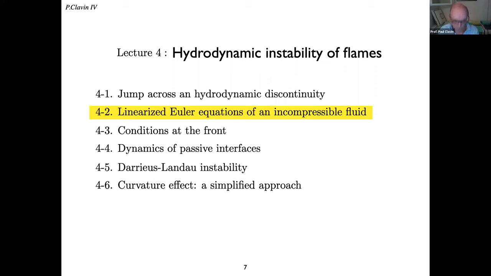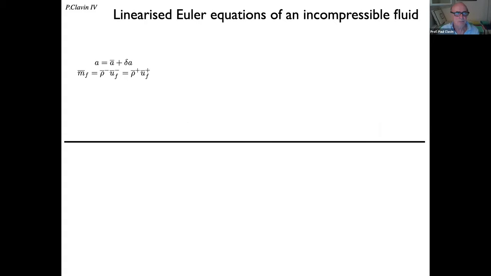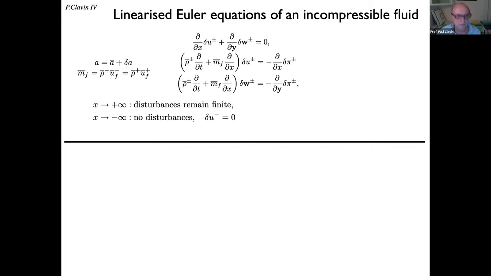Let me go now back to the linearized form of the Euler equation of an incompressible fluid. Linearized means that any quantity A is a sum of an unperturbed quantity, A bar, plus a delta A. And I will use the unperturbed quantity of the mass flux, which is written here. So now, here are the linear equations. The first one is the linear equation of the divergence of the velocity being zero. This expresses the continuity equation.